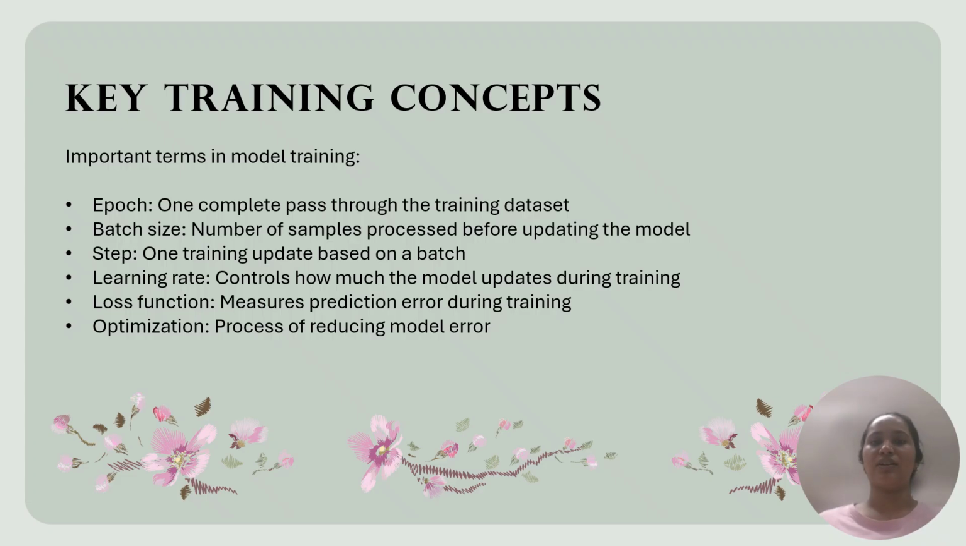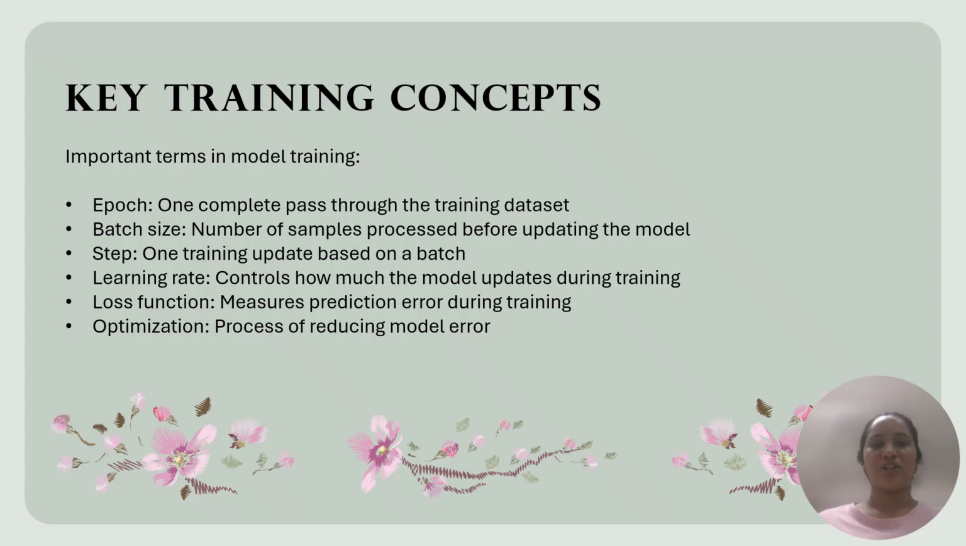Next is the batch size. Instead of processing all data at once, the dataset is divided into smaller groups called batches. The batch size determines how many samples are processed before the model updates its parameters. The step refers to a single training update based on one batch of the data. Every time the model processes a batch and adjusts its parameters, one training step is completed.